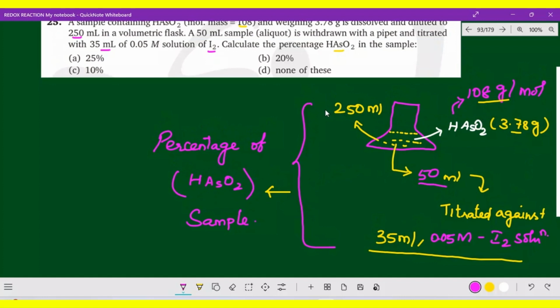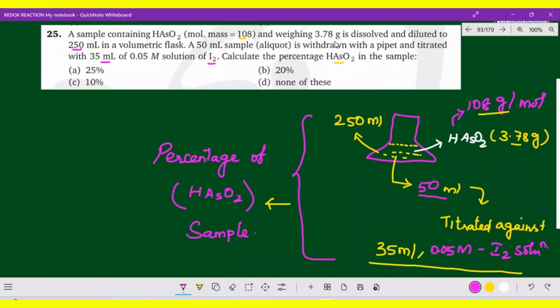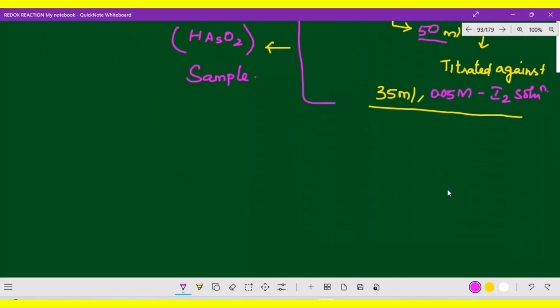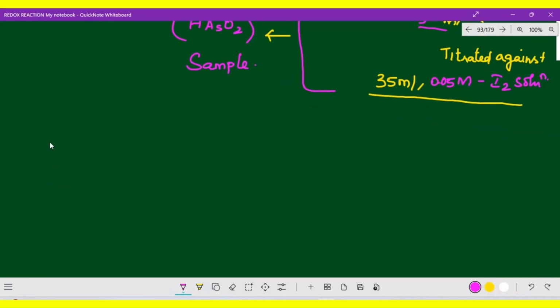You know percentage of that arsenous acid, how to identify? They have given all these data along with this picture I have explained. Come on, let us check how to identify. Right now here arsenous acid, HAsO2, combined with iodine with water. So you will get what it is?